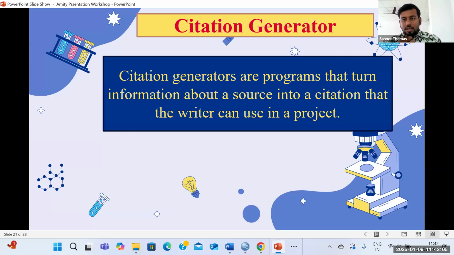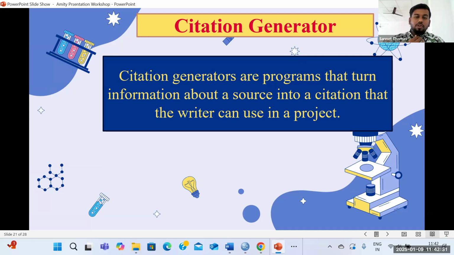Initially, people used to do citations manually, especially the references and text citations. But nowadays it is very easy. In one click, you can make the reference list and also the text citation, in whatever format is required.